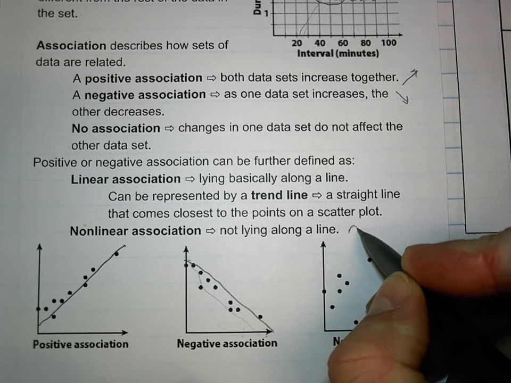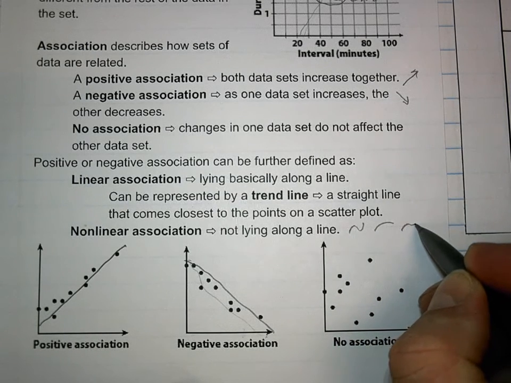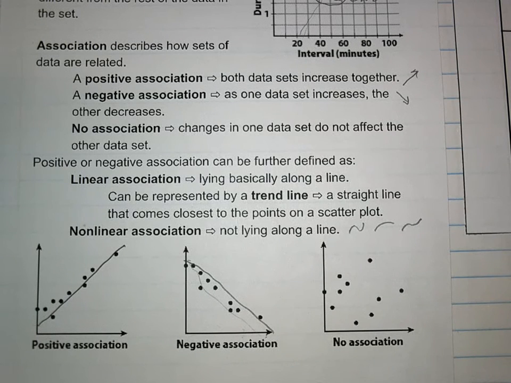It's a linear association. When they are nonlinear, they might do this, or they might do this, or one of those where it kind of does this. It's nonlinear. It's not a straight line. We can see an association, but it's definitely not linear. It can still be positive. It can still be negative, but it can't be linear. Does that make sense? Any questions?